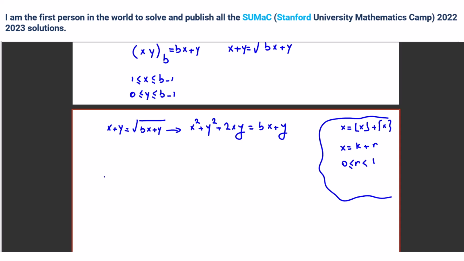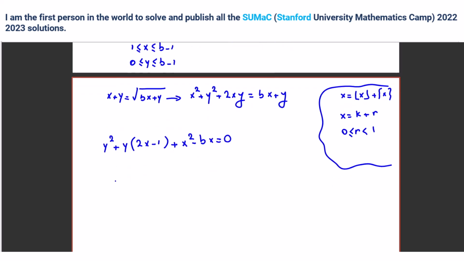Here we have a quadratic equation in terms of y: y squared plus 2xy plus x squared minus bx minus y equals 0, right? So what's y equal to?